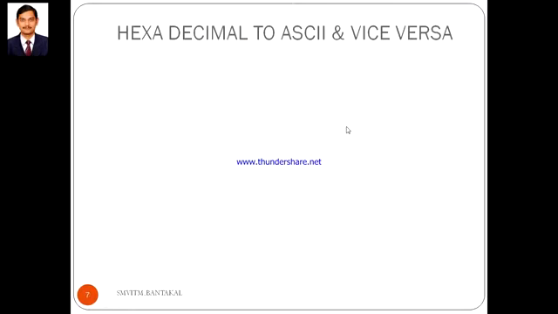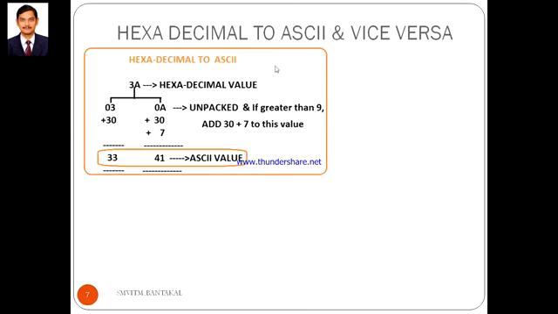Next one, hexadecimal to ASCII and vice versa. It's also a very similar and simple process to understand. Say 3A is a hexadecimal value. If I want to get the equivalent ASCII values, again I have to go for unpacking the data using the masking process. 03 and 0A are the unpacked hexa values.